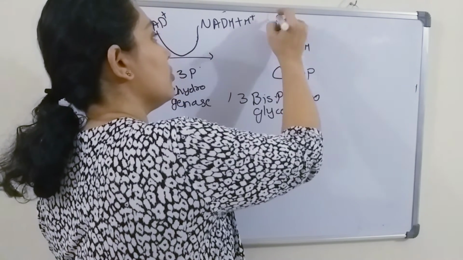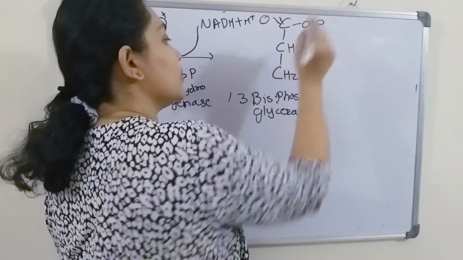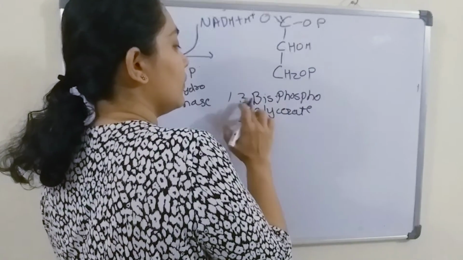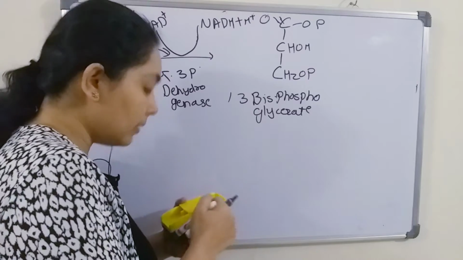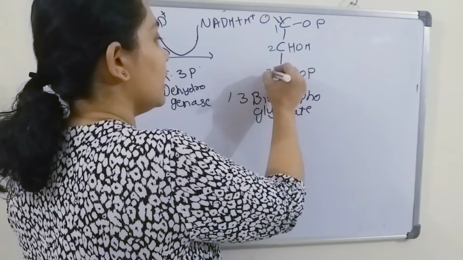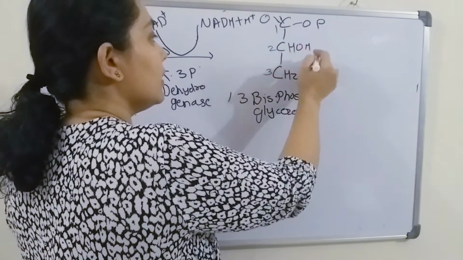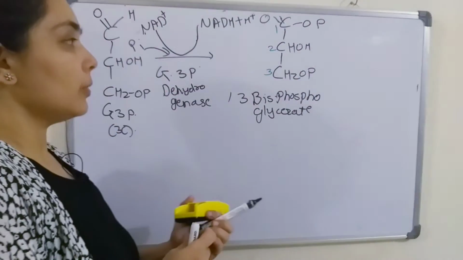C double bond O and one more phosphate group. So 1,3-bisphosphoglycerate is the name of this compound.